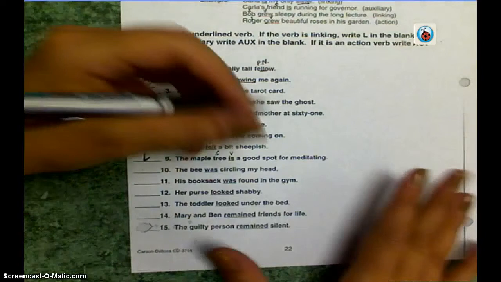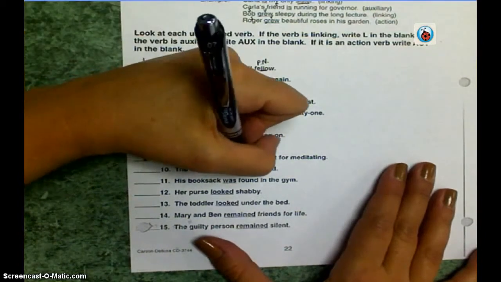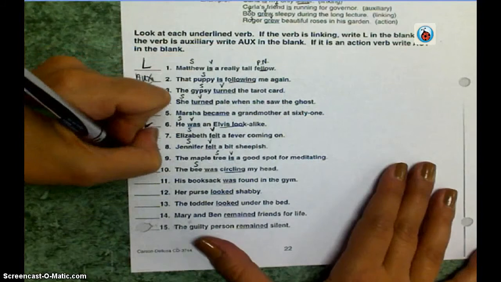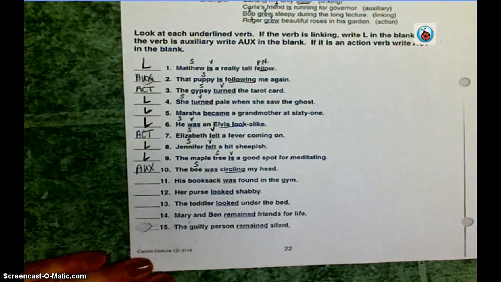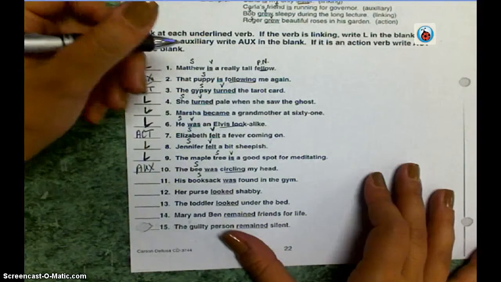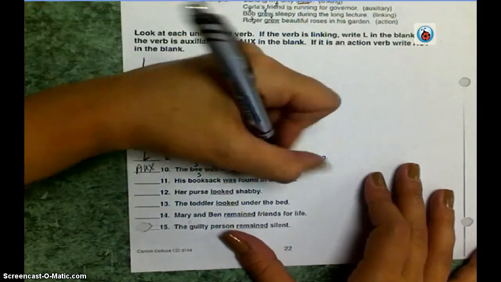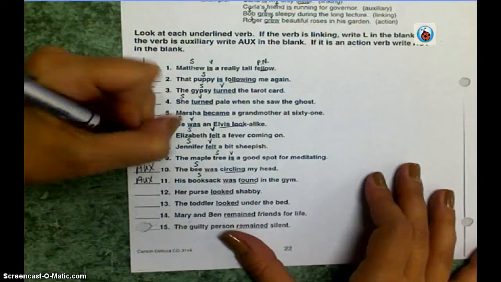Number 10, the bee was circling my head. Who or what did it? Bee. What did it do? Total verb phrase: was circling. So was is your auxiliary verb. His book sack was found in the gym. Who or what did it? No, not his. Book sack. Something possessive can never be a subject. We already know that. What did it do? It was found. Okay, so was is again an auxiliary verb.